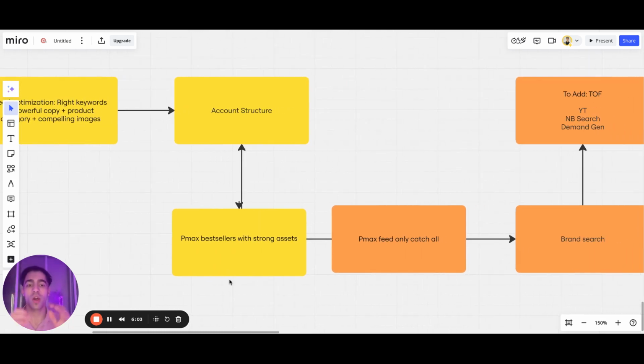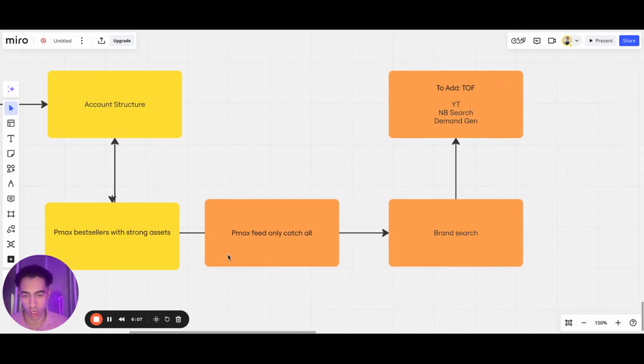That's number one. Two is a catch-all campaign, either a PMax feed only or a shopping. For this client, we use PMax feed only. Again, that's where we saw a lot of results. Obviously, the Google algorithm is changing. It's giving more power to shopping again. So that's great. So again, it all ties back to feed optimization. And number three, because this brand had a strong brand existence, we made sure to have a brand search campaign.